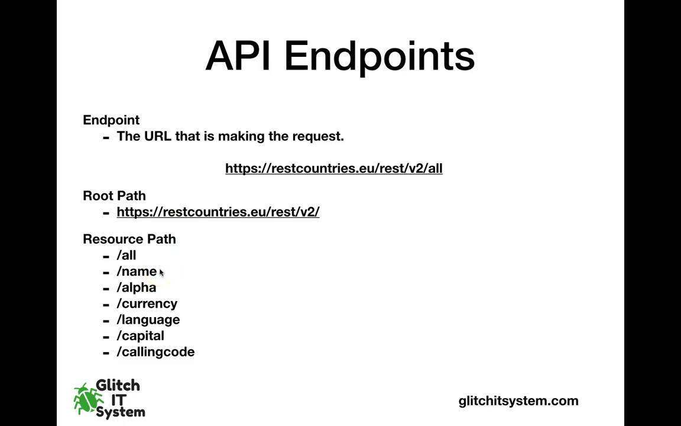So if you specify a name, it will give you some information about the country. You can get the currency, you can get the language, you can get the calling code. So these are all basically different functionality that can be accessed via this one API.